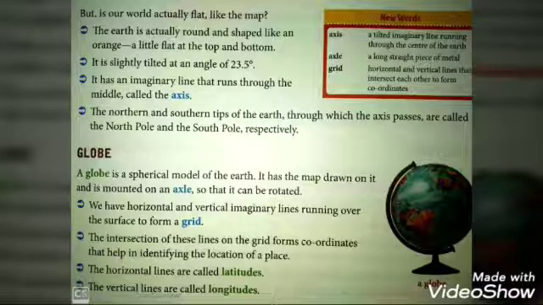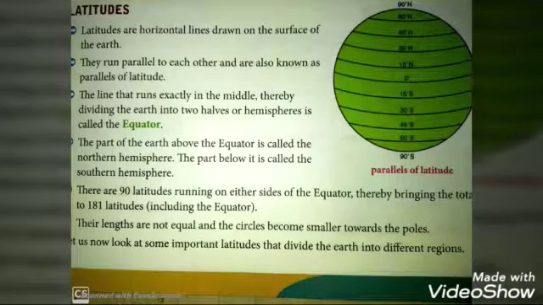Means students, the lines that are horizontally drawn on the globe, they are latitudes, and the vertical lines which we see, they are called longitudes. Okay students, so in globe we saw 3 points, that is axle, grid, longitude and latitude, and a globe is a spherical model of the earth. Okay students, now we will see latitude.